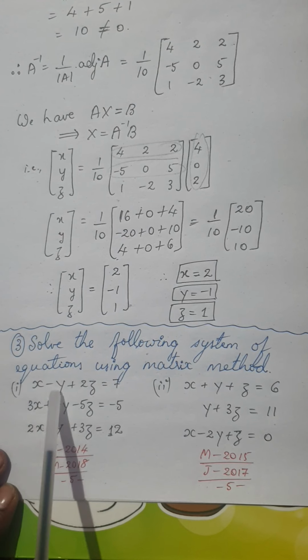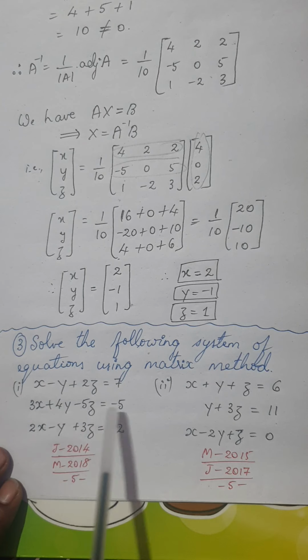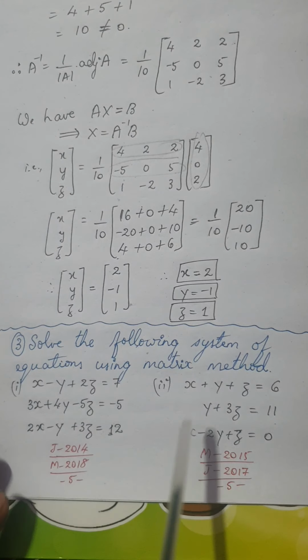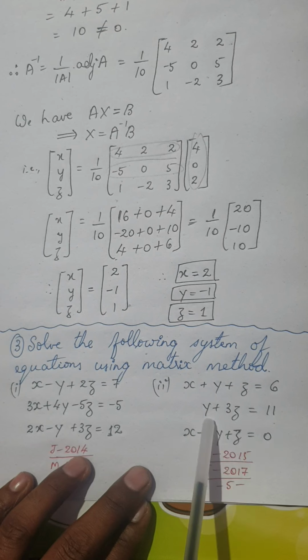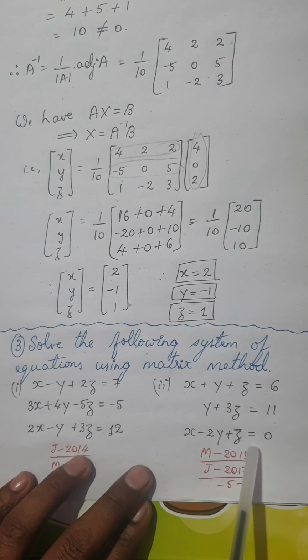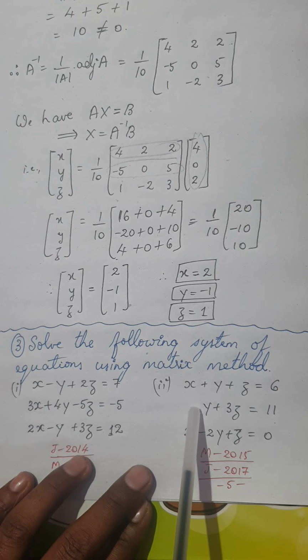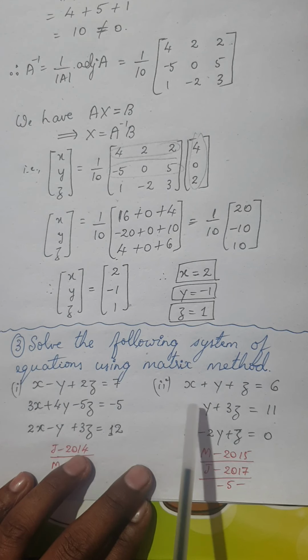The other one also. x minus y plus 2z equals 7, 3x plus 4y minus 5z equals minus 5, 2x minus y plus 3z equals 12. This is the first one. The second one is x plus y plus z equals 6. Remember, I just have y plus 3z. Y plus 3z is equal to 11 and x minus 2y plus z is equal to 0. Remember, you might be wondering what happened to x here. If any variable is missing here, then remember the coefficient of x is taken as 0. Don't leave it blank there. X is not there means its coefficient is 0.